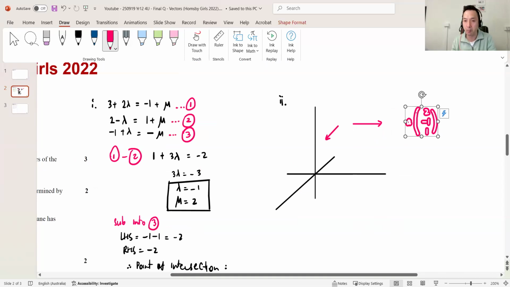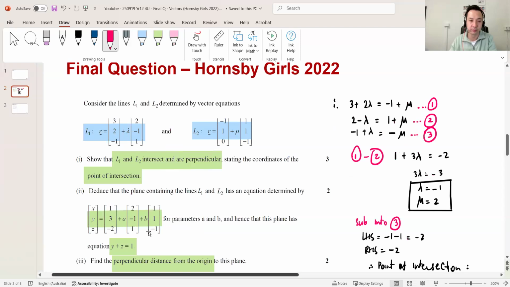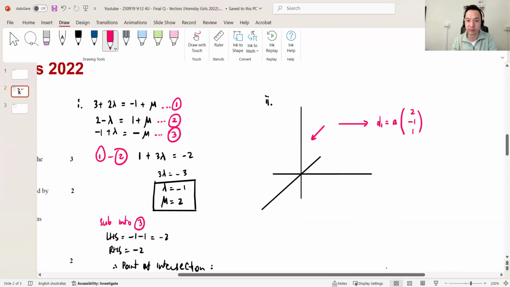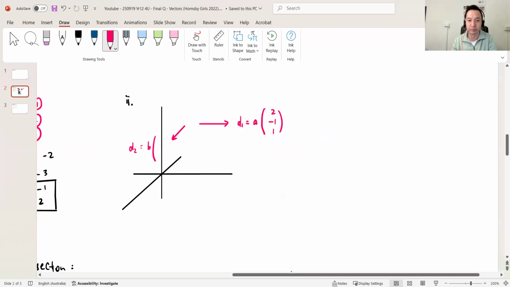Let's call it D1 equals that. And let's go direction vector 2 equals B times 1, 1, -1. So I've got two direction vectors now.